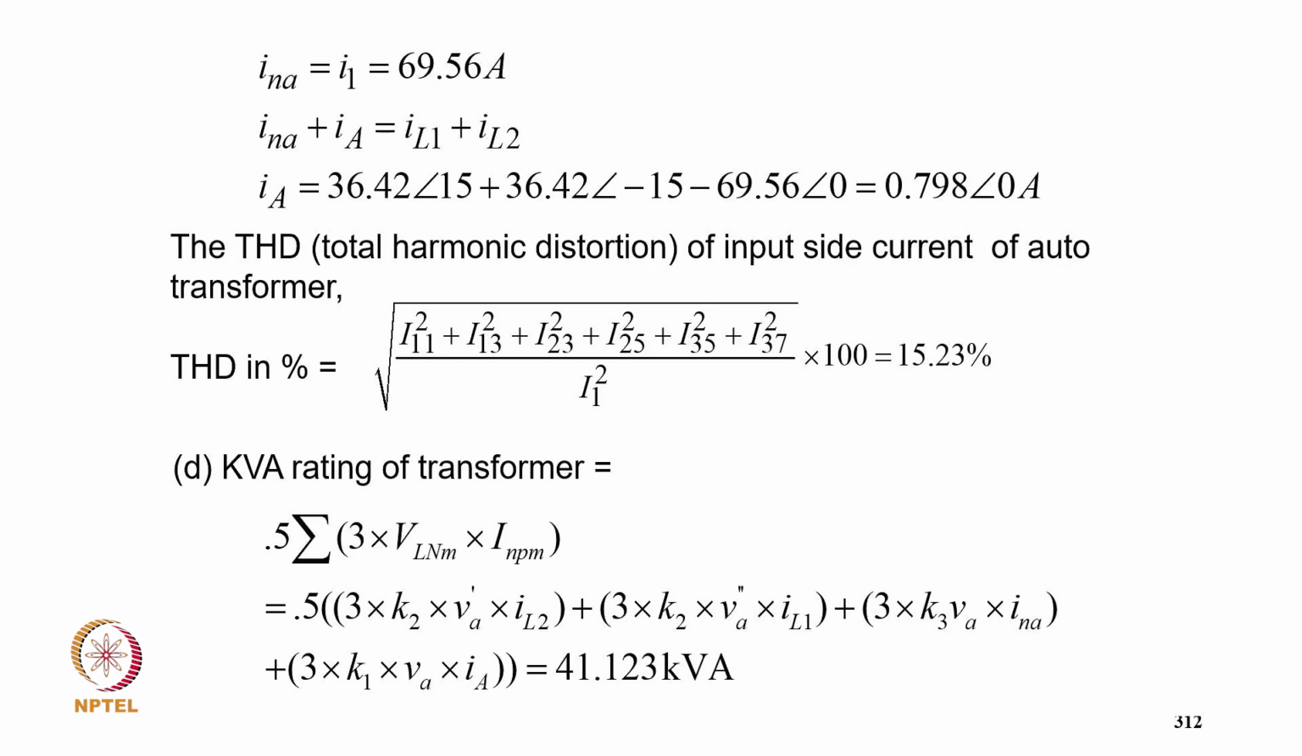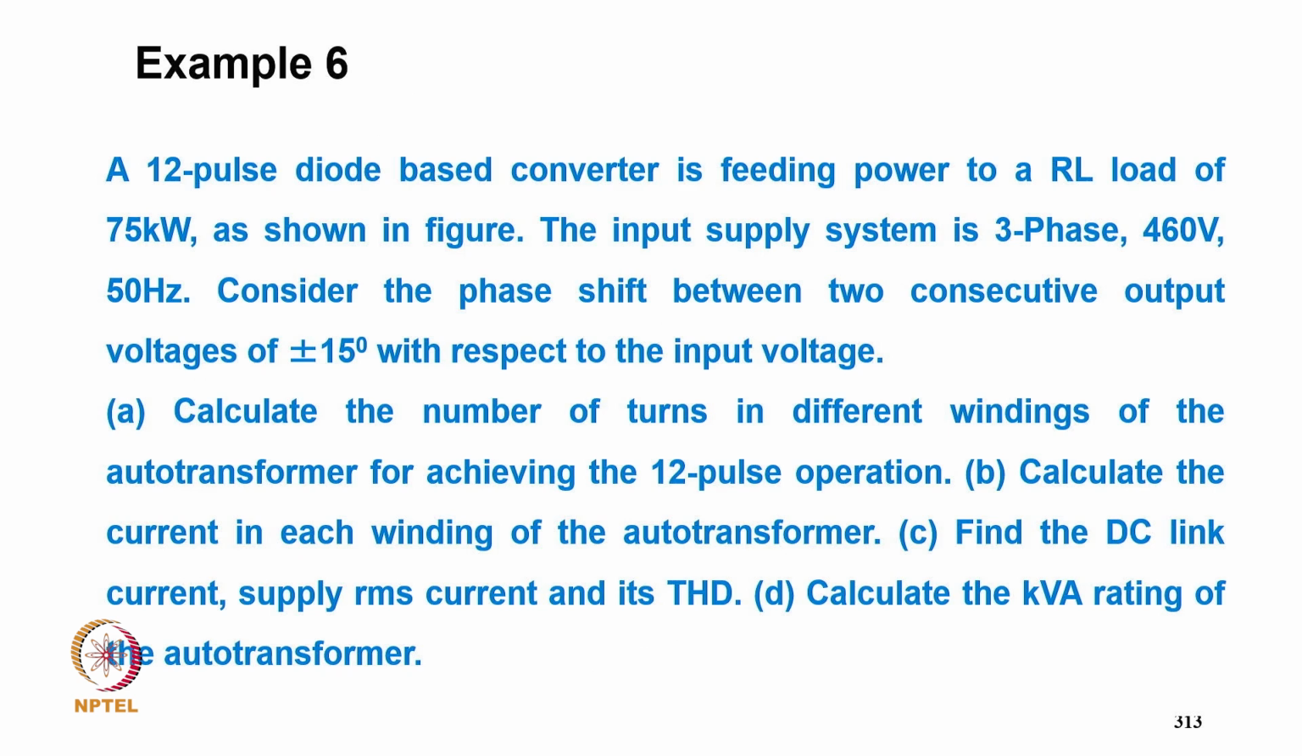So coming to INA equal to I1, 69, and INA plus I equal to IL1 plus IL2, that becomes 0.798 ampere. And the THD of the distortion, considering I1, I11, I13, I23, I25, I35, I37 harmonics, comes to 15.23%, and kVA rating 0.53 into VL IL, and putting a value, it comes to 41.123 kVA.